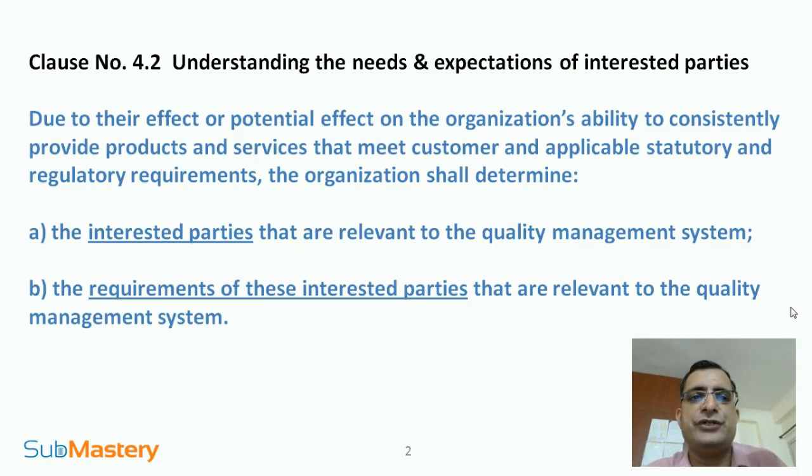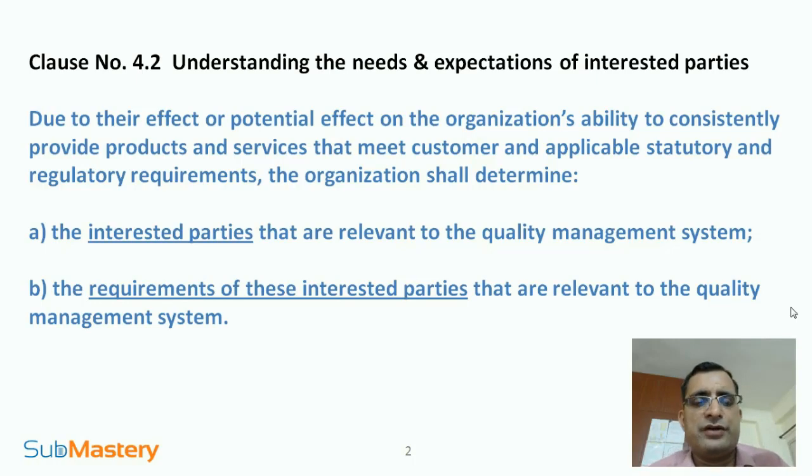So what exactly do we need to do? It is a very clear and straightforward clause. The best thing about IATF is that most of the clauses are very well written and in very simple language, which was not the case with ISO TS 16949 2009. There you needed some kind of expert for interpretation, but here it's pretty easy language.